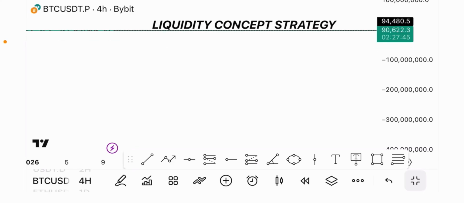Hi guys, in this video I'll be teaching you the liquidity concept strategy and of course the entry model. Very important. So you need to watch this video to the end.